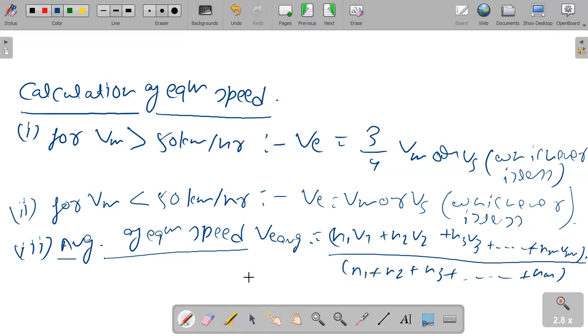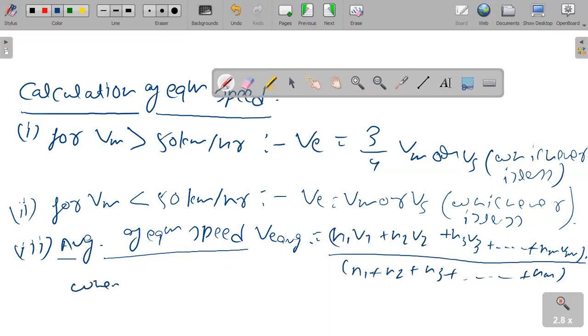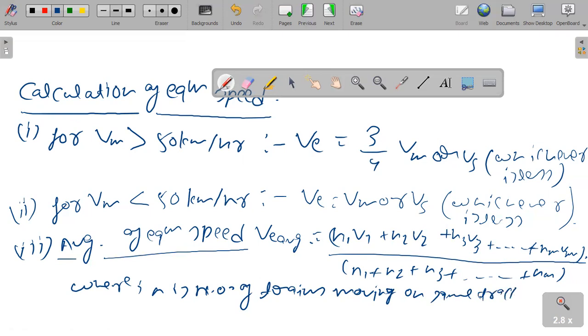Where N is number of trains moving on same track, and obviously V is our speed. So yeah, this is average equilibrium speed.